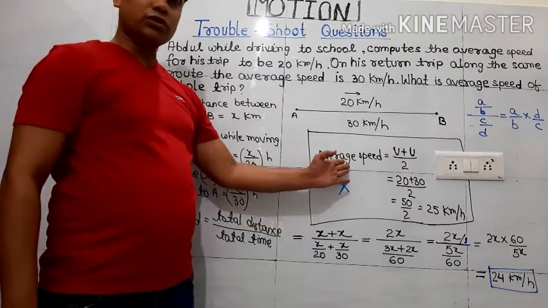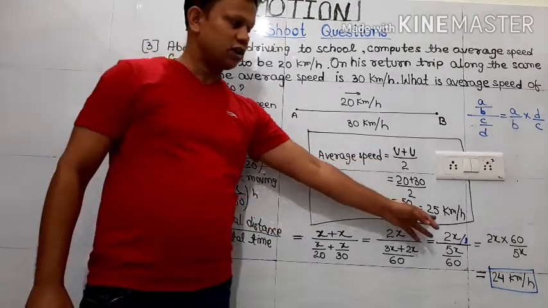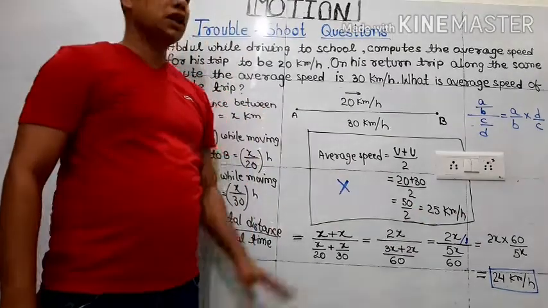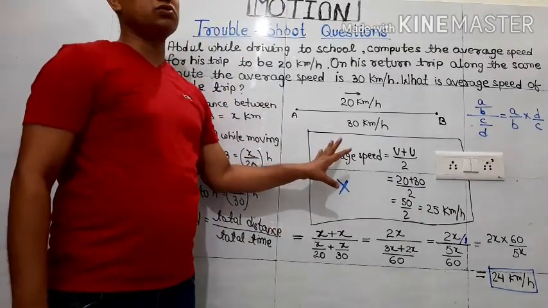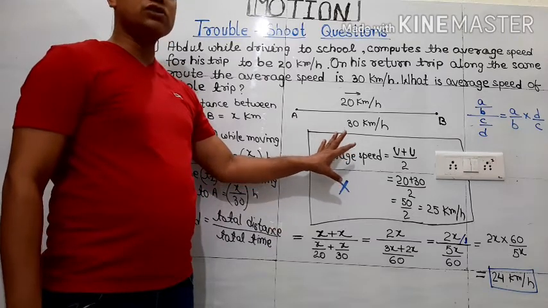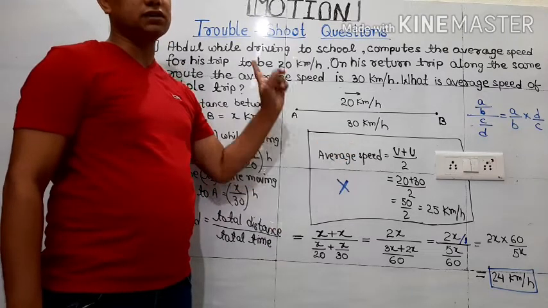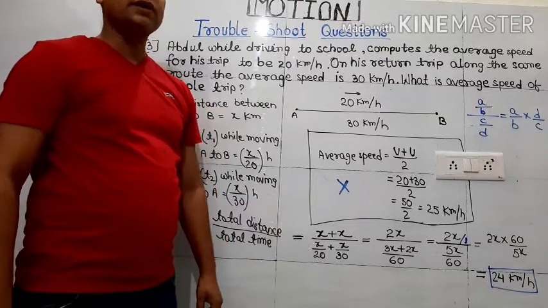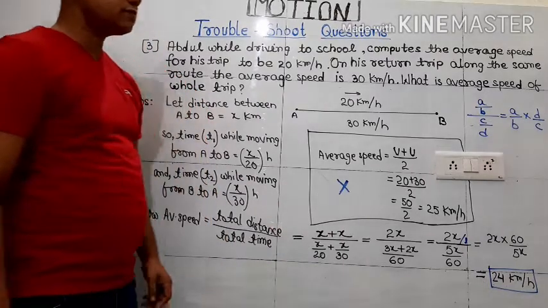So if we follow this situation, then we are going to get 25 km per hour as the average speed, which is a totally wrong method to solve this question. This idea, this concept is not at all applicable for this kind of situation. Then how do we do the right solution?